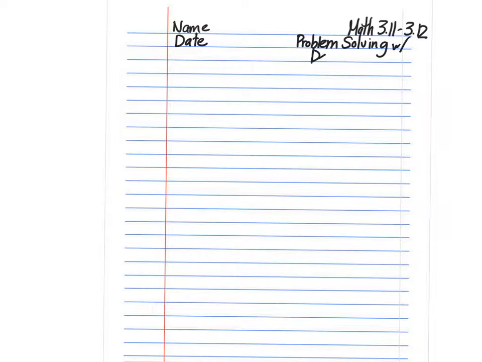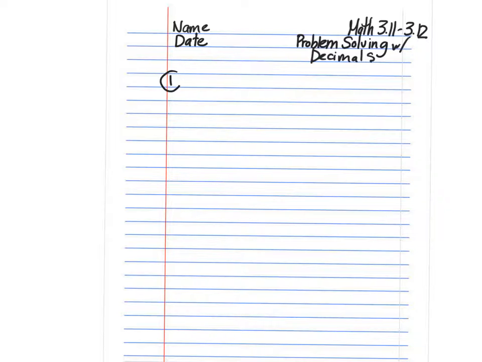Okay, so we're going to set up our notes. I want you to get out a piece of paper, and you're going to be writing your name, the date, and you can do this in your math journal. Math 3.11 to 3.12. And the title is Problem Solving with decimals.